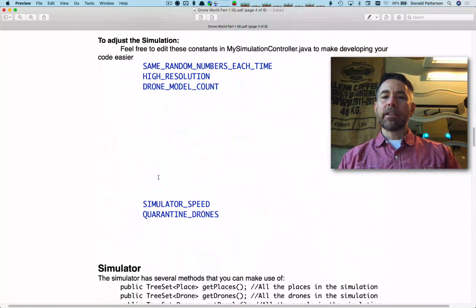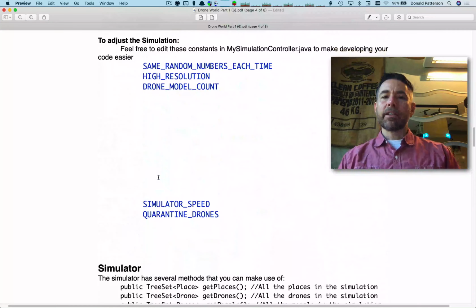When you're debugging, you might want to turn that off, because if you pause the simulation in a debugger and it takes more than 10 seconds, that's going to be real world time, and your drones are going to be quarantined because you were in the debugger, not because your code was taking a long time. All right, you can ask the simulator several things.